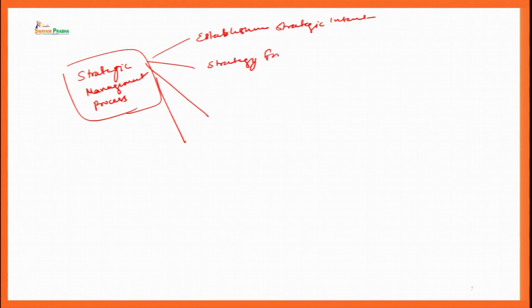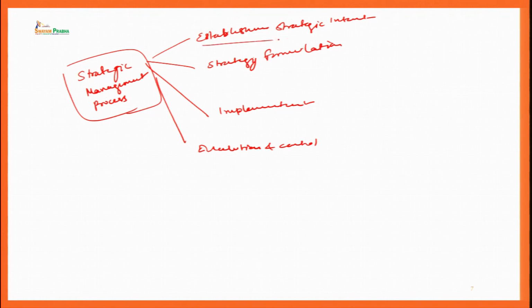Now let's head towards the strategic management process. A strategic management process has 4 stages. One is the establishment of strategic intent. Second is the strategy formulation. Third is the strategy implementation. And fourth is the strategy evaluation and control.